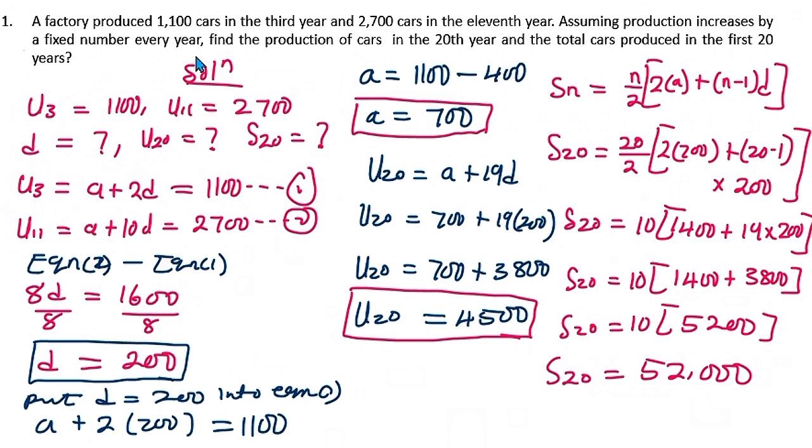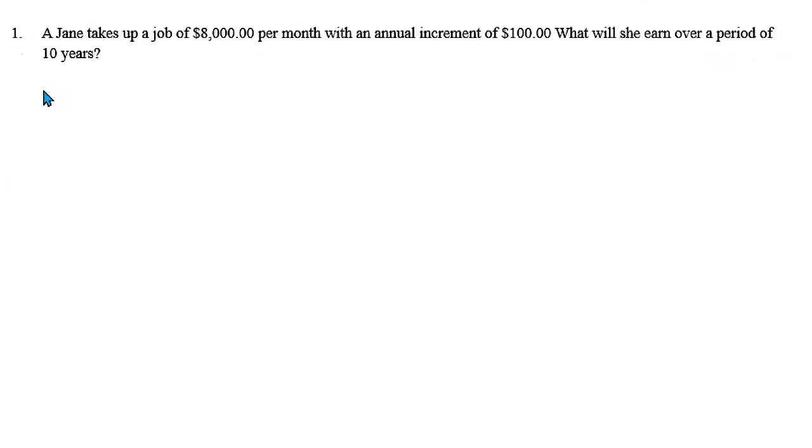So in general, we can say that in the first 20 years, this company was able to produce 52,000 cars. Let's move on to the next section.